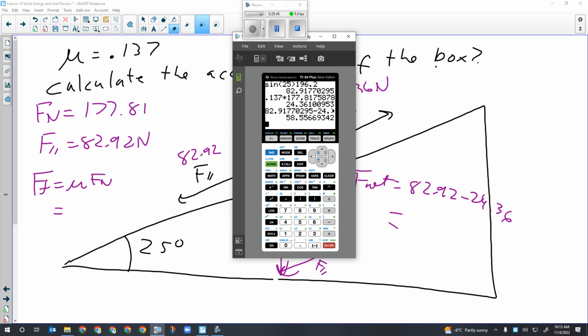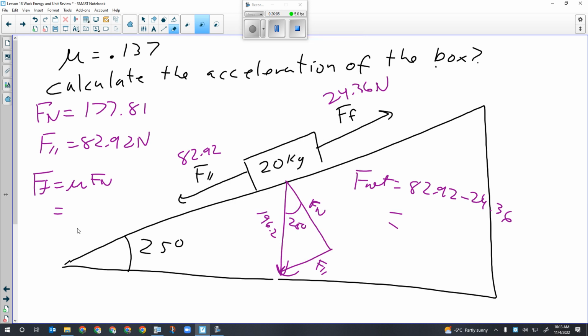All right, 58.56 newtons, and then I divide that by the mass, and I've got my acceleration: 2.9. We only have 2 sig digs there. 2.9 meters per second squared, downhill, down the ramp. Okay, something indicating which direction it is going. Yep. All right, questions on that one? Okay.